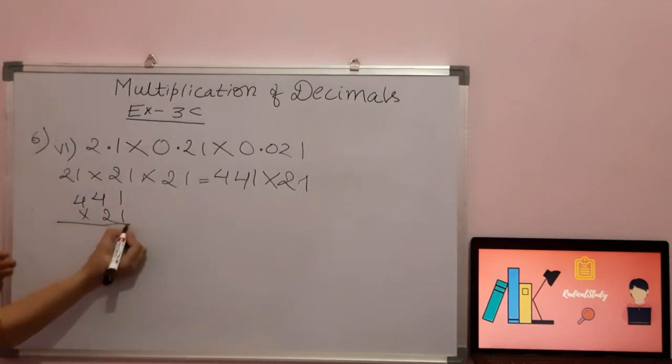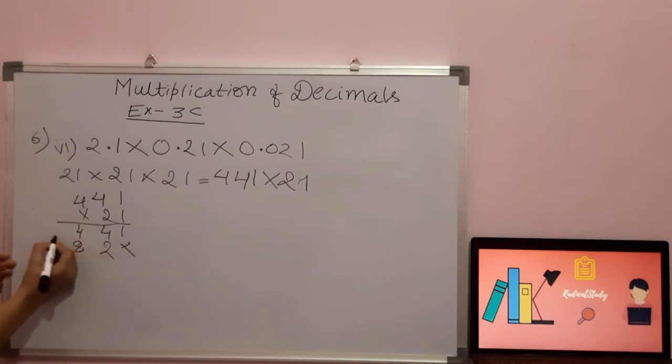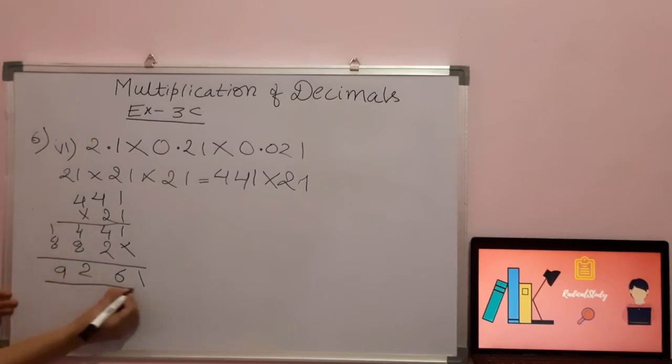Please pay attention. 1 1s are 1, 1 4s are 4. Here it will be a cross. 2 1s are 2, 2 4s are 8, 2 4s are 8. So once we add, what will be the answer? Here it will be 1 6 9 2 6 1 is the answer.